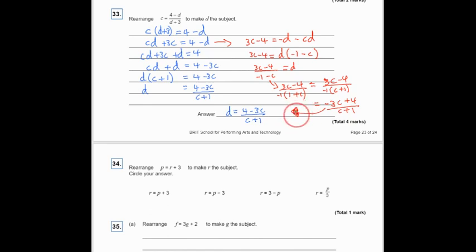Now, if the red writing did not make any sense, do not worry. The blue is absolutely fine. The red was just in case anybody decided to apply my step of getting everything with a D on one side and everything without a D on the other side, the other way around. So if you decided to take D's on the right and without D's on the left, then the red would have been your way to follow. Okay?